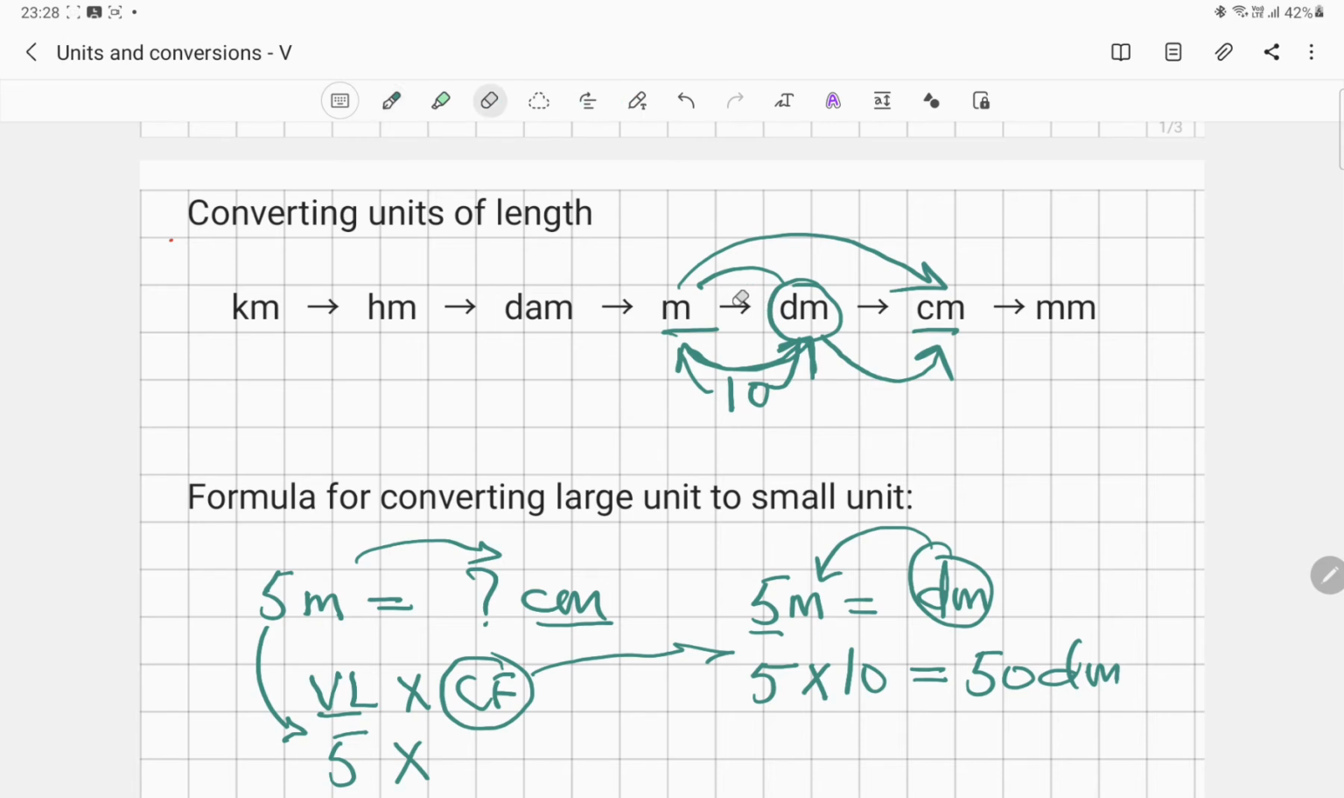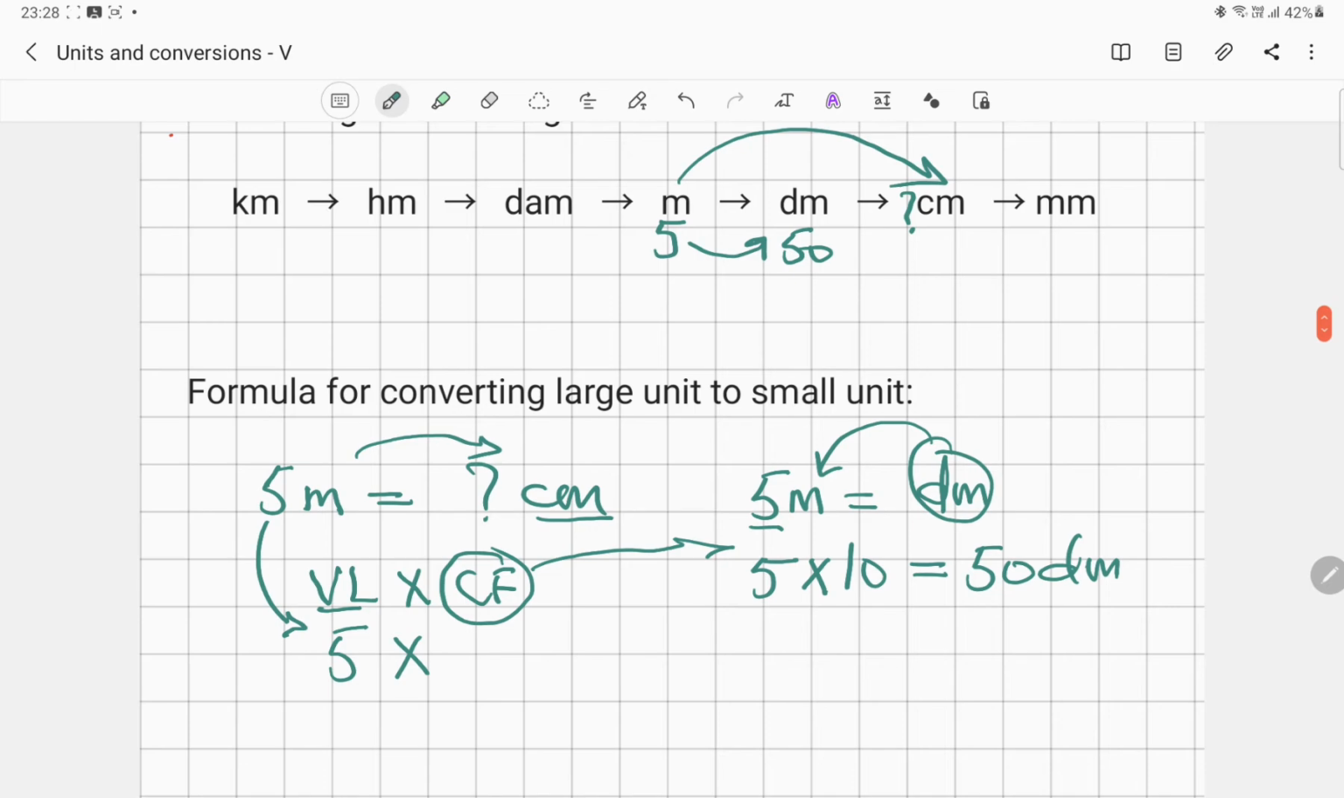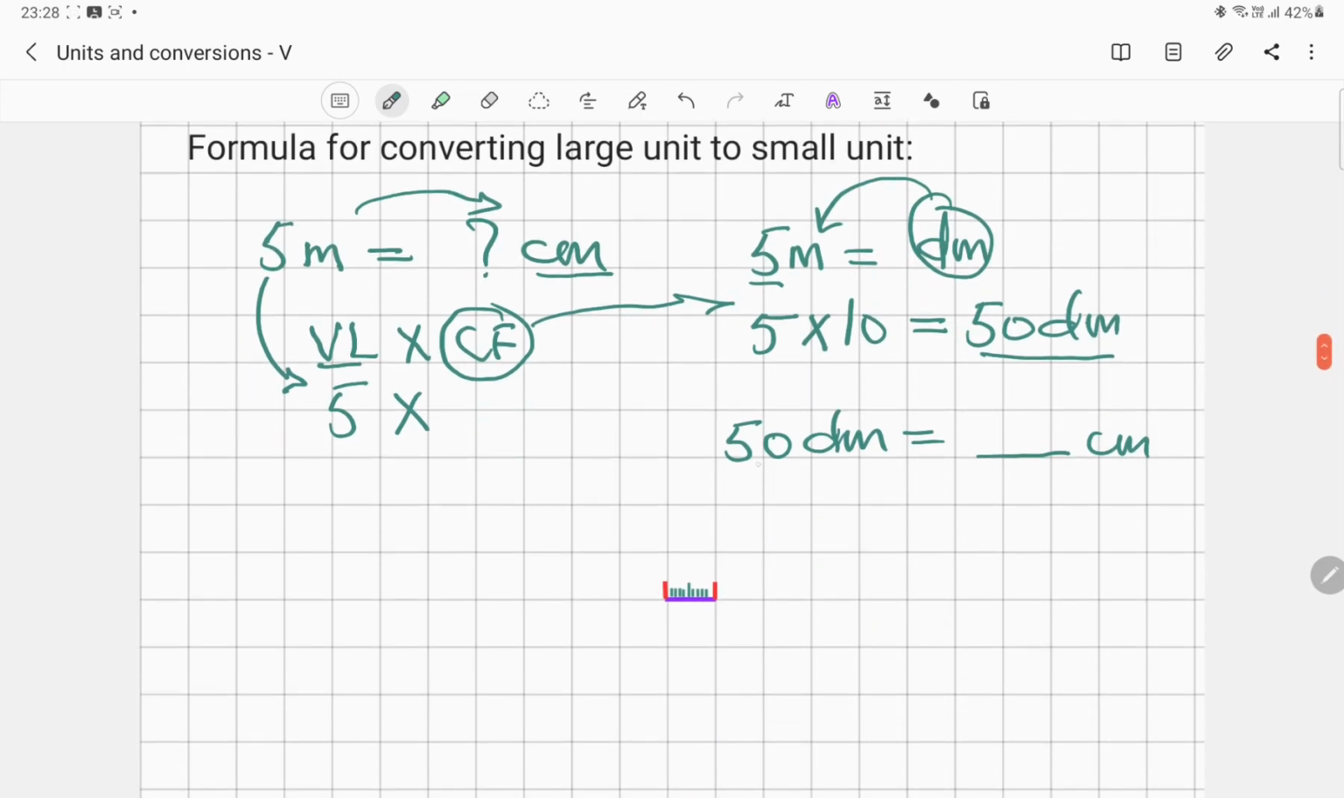So what we have done so far, we've performed the first step of conversion, and we had this problem. 5 meters, we are supposed to find how many centimeters, but we have first of all converted 5 meters to 50 decimeters. So this is the first step. And the second step will be, because now we have got 50 decimeters, to find out 50 decimeters is equal to dash centimeters. If we solve this, haven't we found what is 5 meters? Anyways, let's solve this. So how much is 50 decimeters?